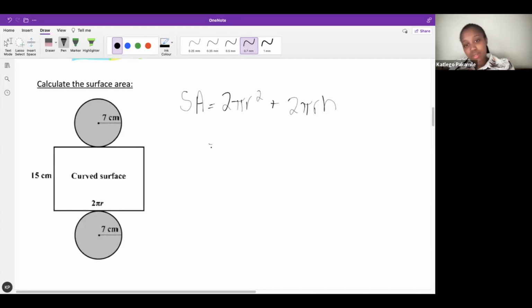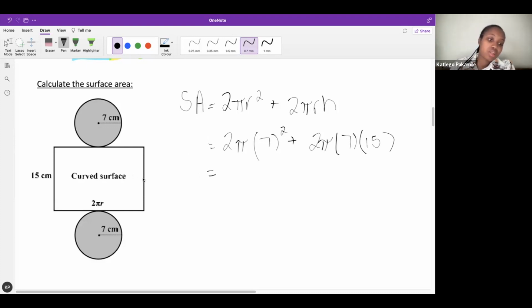So equals 2 times pi. My radius is how much? How much is my radius? Thank you very much, Abu. 7 squared plus 2 times pi times my radius, which was 7. And how much is my height? 15. Now, I need us to take out our calculators and work our magic with this while I answer a direct message.